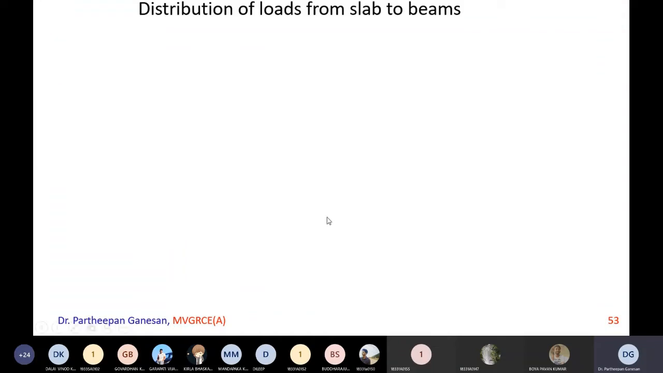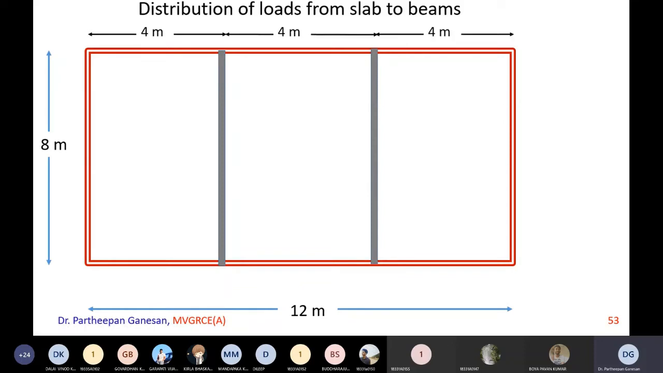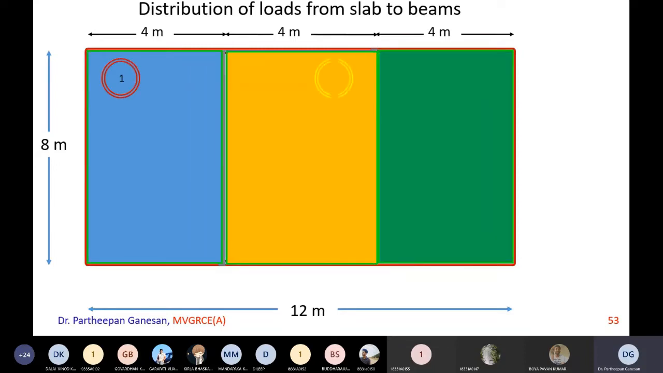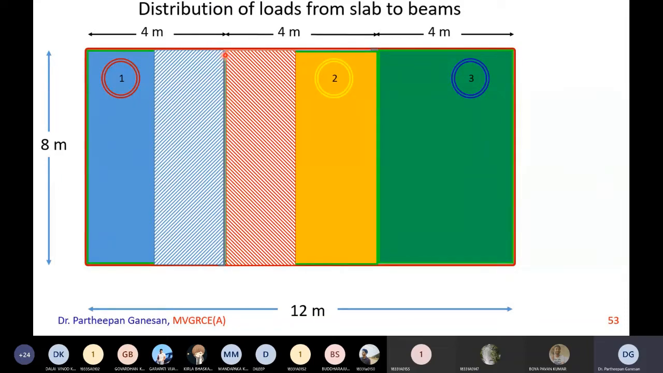Now, as I mentioned in the morning, how the load distribution happens in case of one-way slab, and yesterday I also discussed how the load distribution happens in two-way slab. Now, in the one-way slab, consider an intermediate beam. An intermediate beam is one which has slab on both of its sides. So this is an intermediate beam which has a slab on the left and right side. Similarly, this is also an intermediate beam, right?